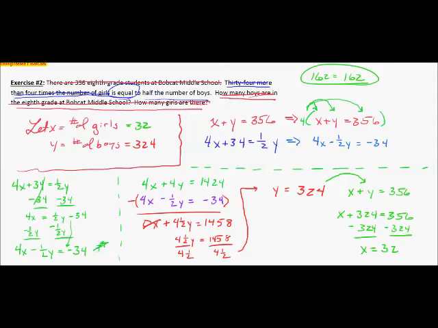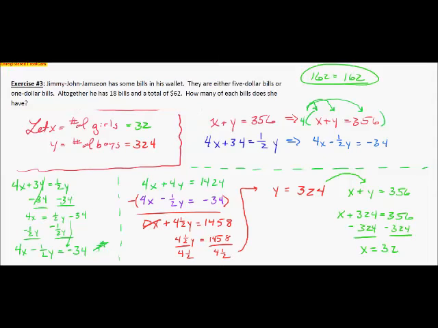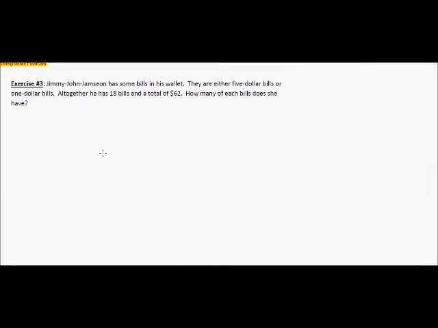Let's look at number 3. Alright, Jimmy John Jameson has some bills in his wallet. They are either $5 bills or $1 bills. Altogether, he has 18 bills and a total of $62. Okay, so what we don't know is how many of each bill does she have.